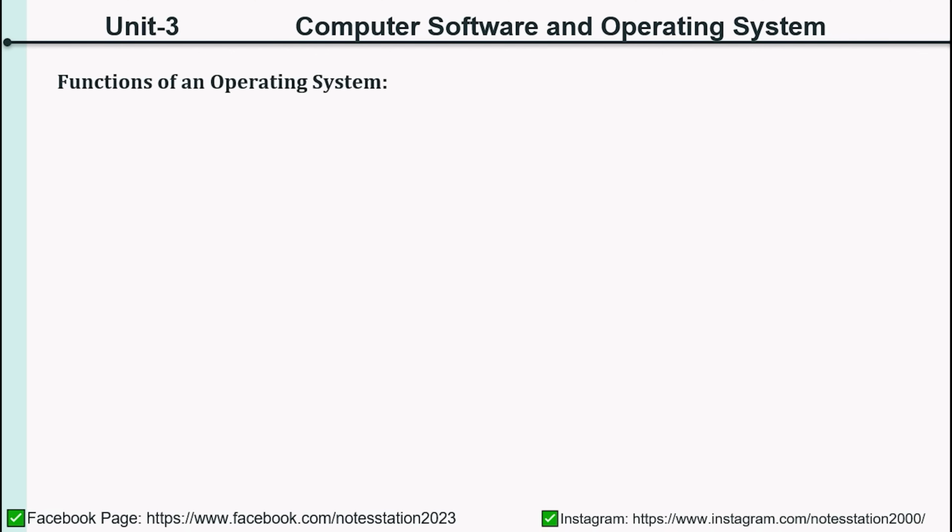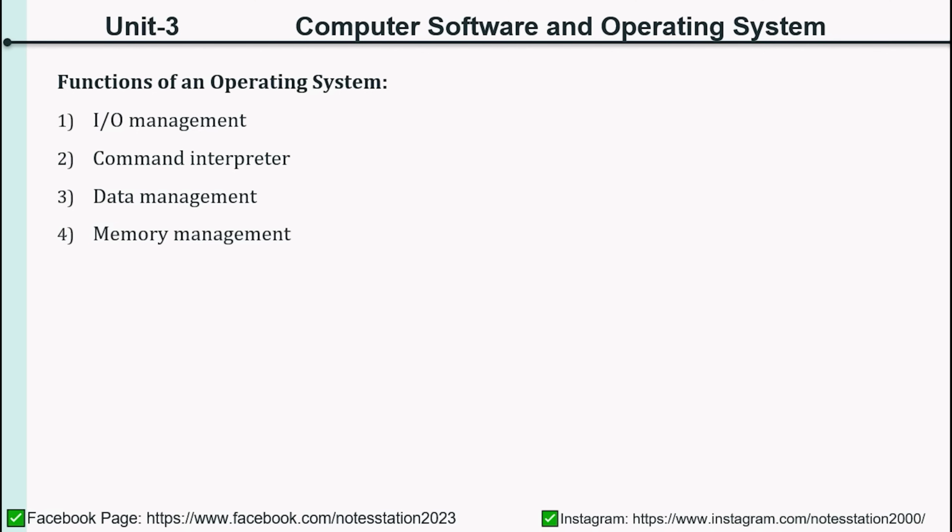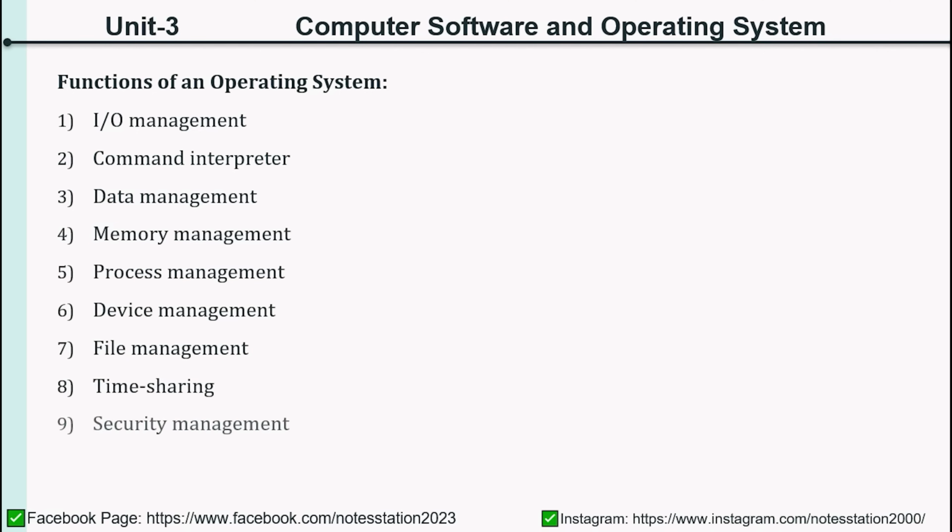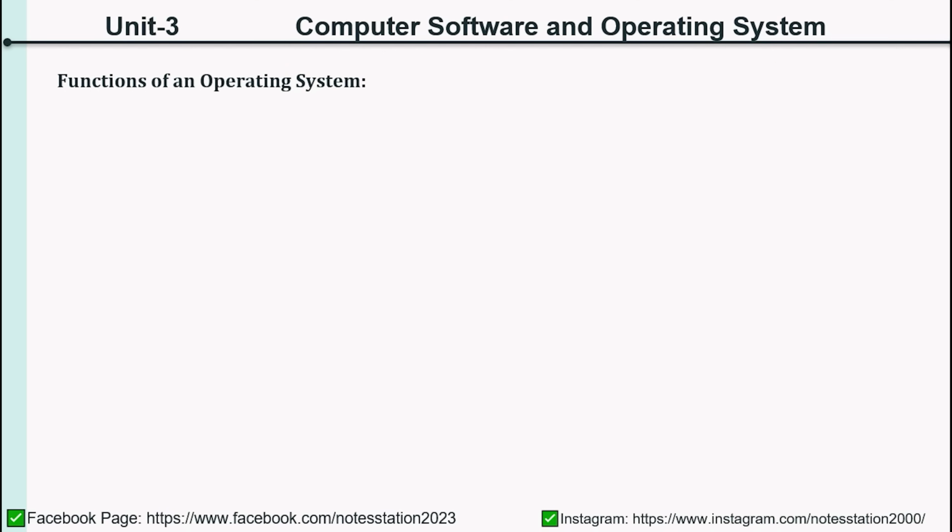Functions of an operating system. I/O management. Command interpreter. Data management. Memory management. Process management. Device management. File management. Time sharing. Security management. Deadlock prevention. Interrupt handling. Virtual storage. The major functions of an operating system are listed below.